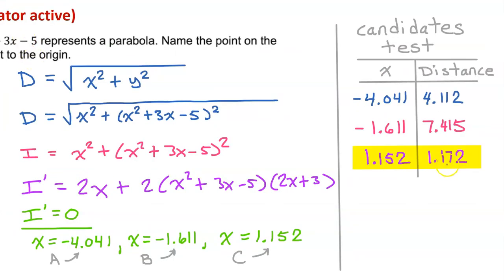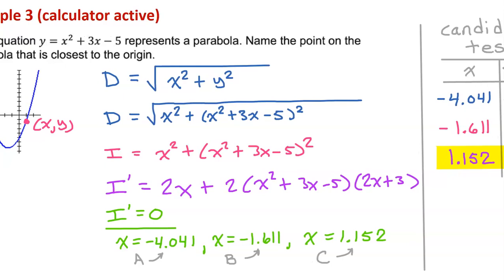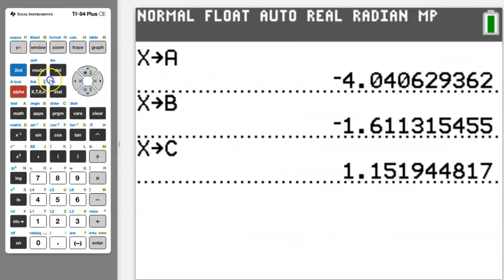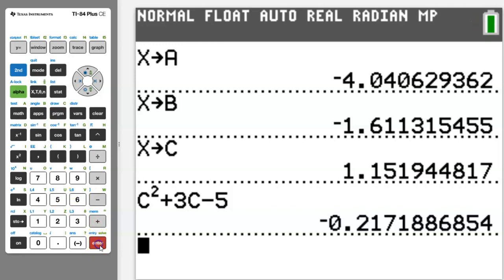So the minimum distance occurs when x is 1.152. We just need to find the y value that goes with it. Remember that y equals x squared plus 3x minus 5. So we just need to substitute 1.152 in for x. Better yet, on the calculator, we can just substitute c in for x. So we need c squared plus 3c minus 5. So alpha c, so we have c squared plus 3c minus 5. Negative 0.217.